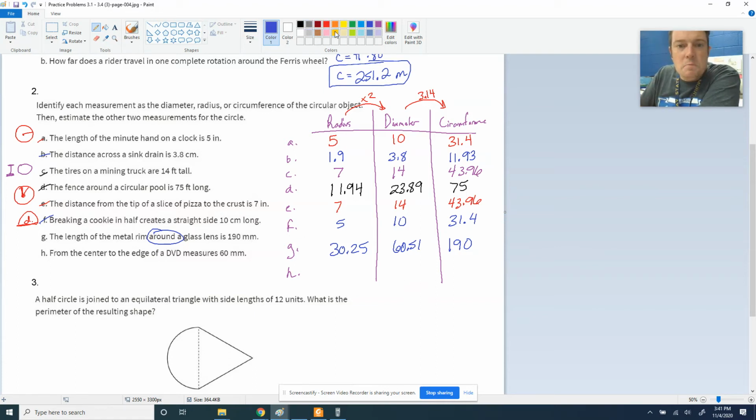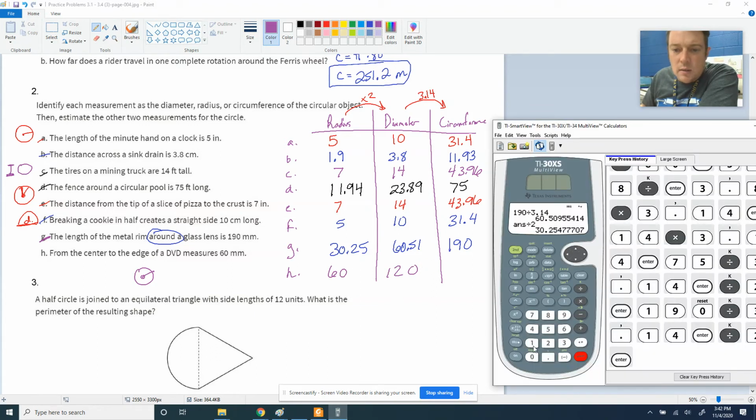And lastly, we will do H. From the center to the edge of a DVD, center to edge, that's a radius. So 60 radius. Double that to get diameter. 60 times 2 is 120. So we just got to do 120 times pi.